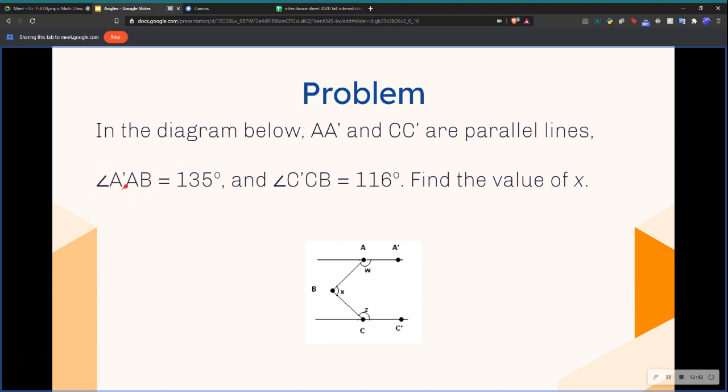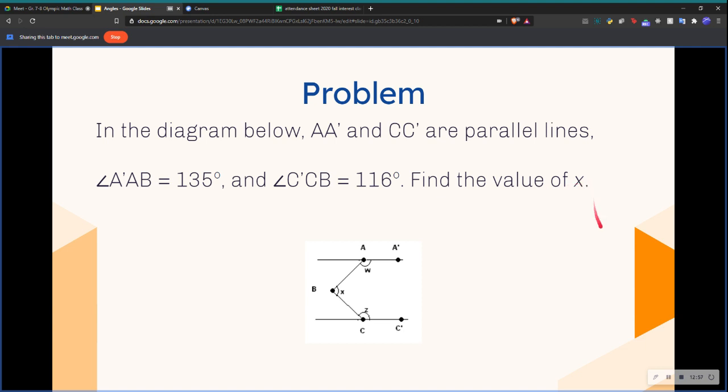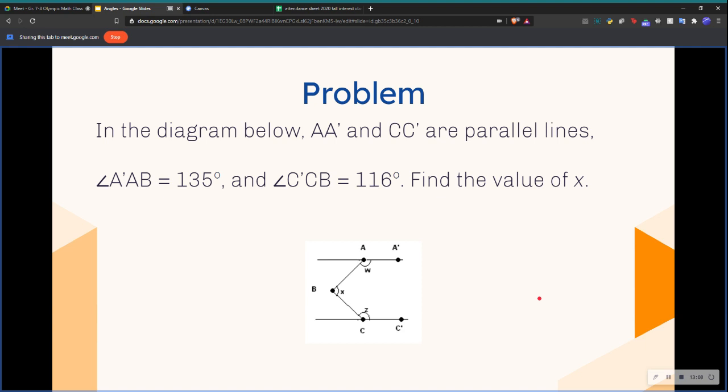Assume that the angle A prime AB, so over here, they call it W, is 135 degrees. And angle C prime CB, so angle Z over here, is equal to 116 degrees. Find the value of X. I'll give you guys a minute to think about this. X is the angle right here, so we call it ABC. And here's a hint, you're going to have to draw another line to help you out.